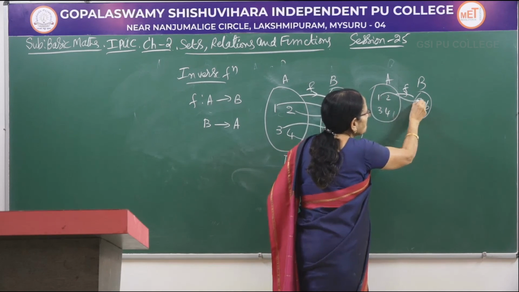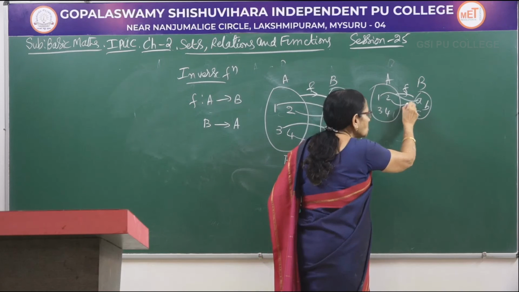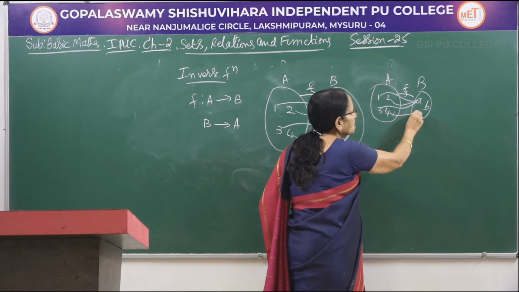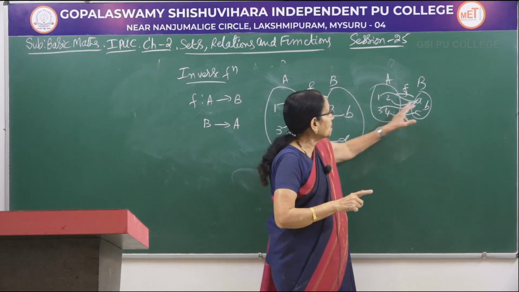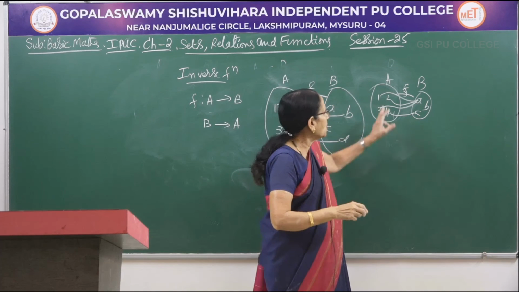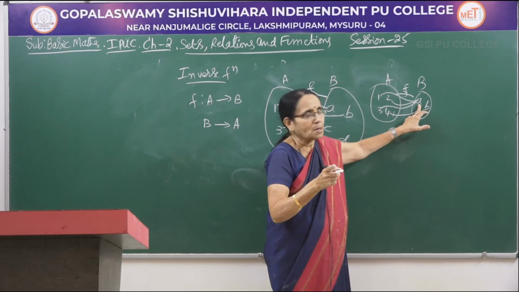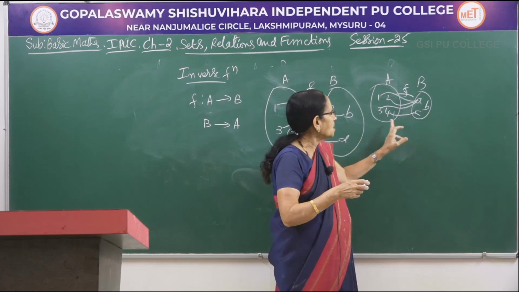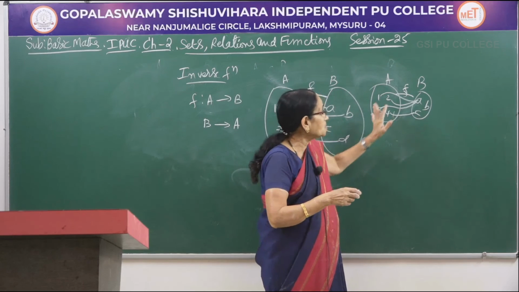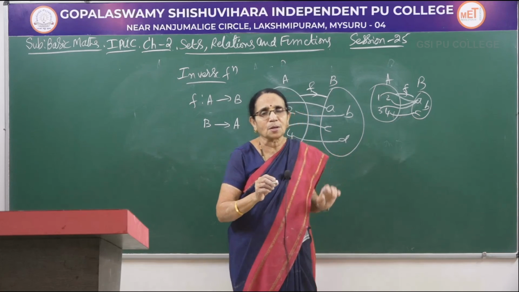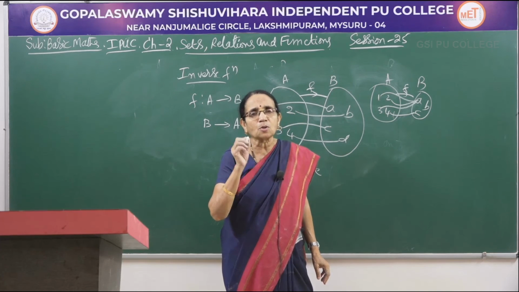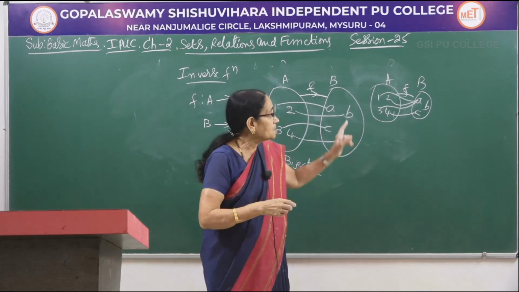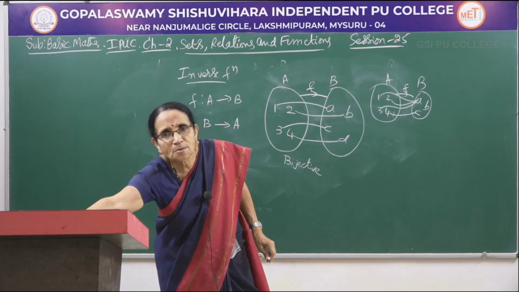So, 1 is associated with A, 2 with A, 3 with A, 4 with C. But for each element, the association is unique. 1 is associated with only one element, 2 with only one element, 3 with only one element, and 4 with only one element. So, this is a function. That is the definition of a function. Each and every element belonging to the first set should have a unique image in the second set.